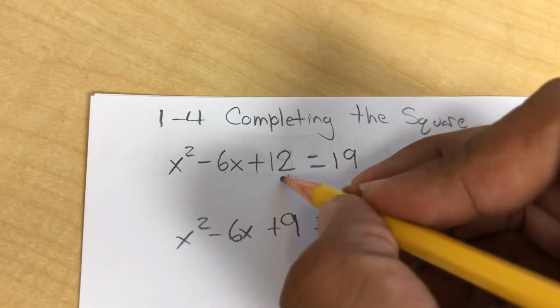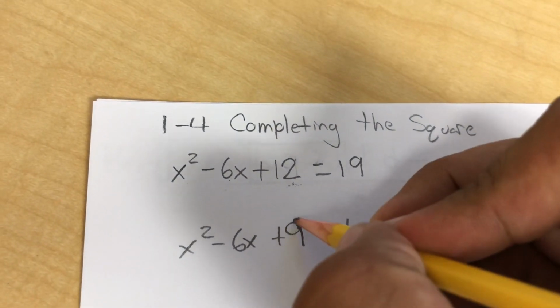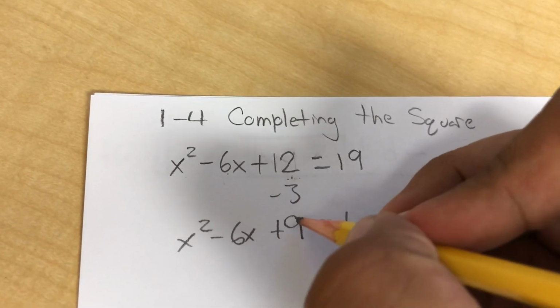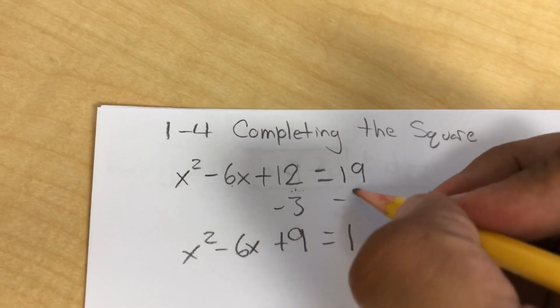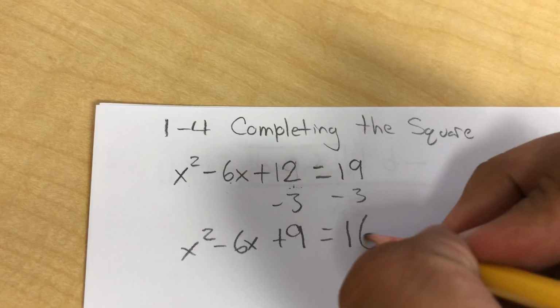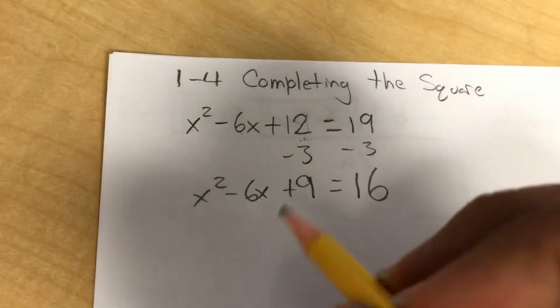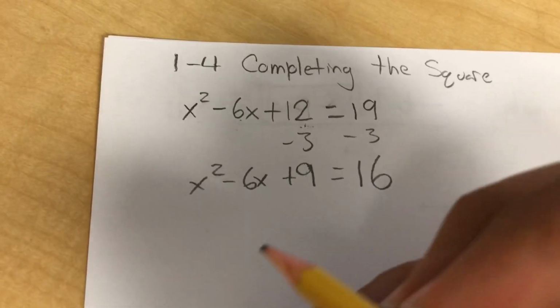So now you got to ask yourself, how does the 12 turn into a 9? Well, I subtracted 3 to get there. So whatever you do to one side, you have to do the other. So you're going to subtract 3, and it's going to make 16 over here. Now this is a perfect square.